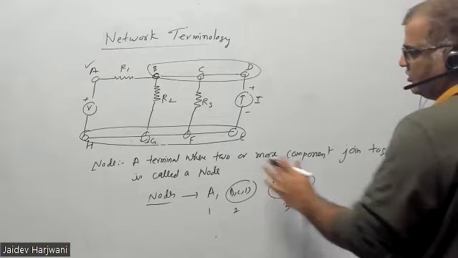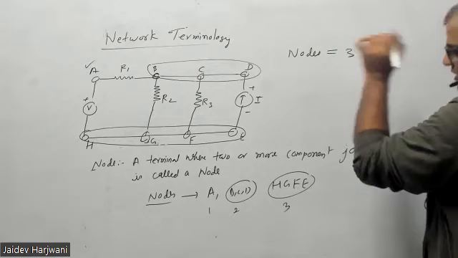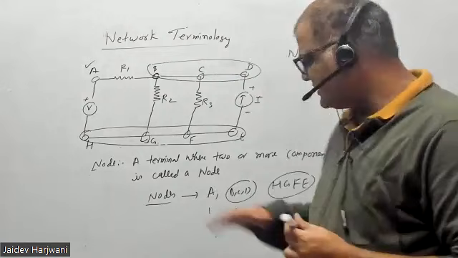So if I ask you how many nodes are in this circuit, you have to say the number of nodes is three in this circuit. Okay. Does anyone have any confusion up to here?